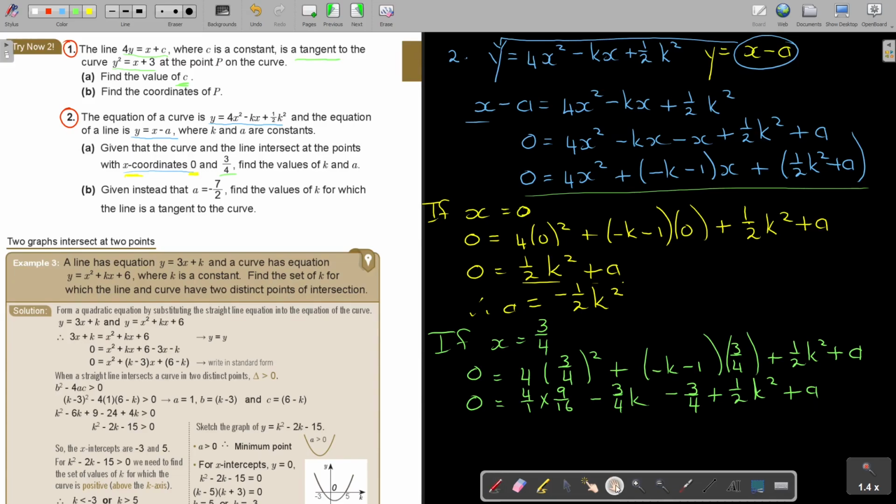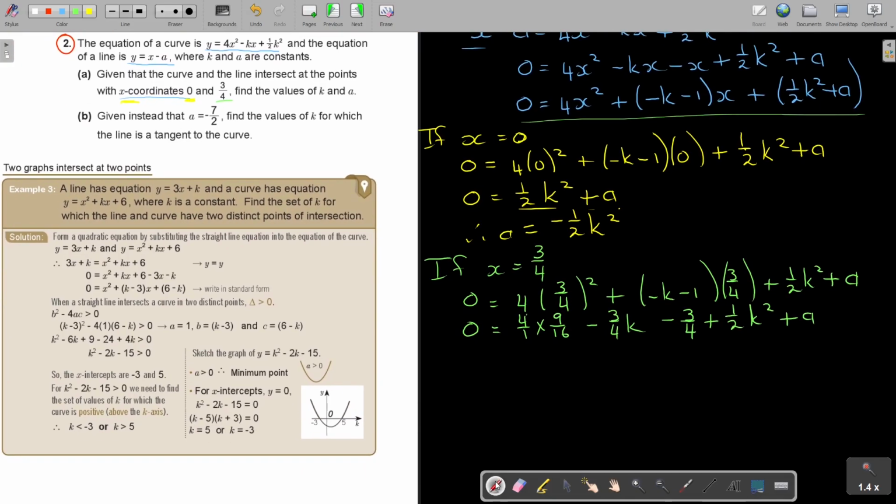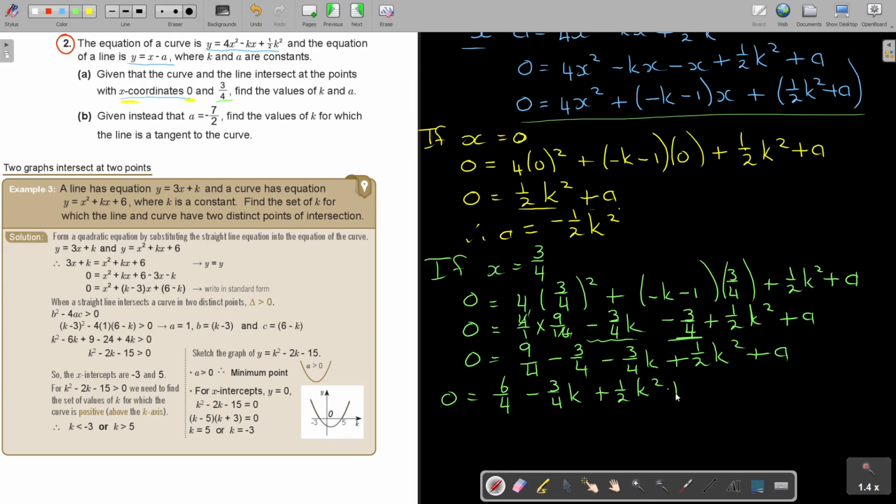Let's just simplify it further. I'm doing it a little bit long. So 4 can go into 1, 4, 4. You could have just used your calculator. So 9 over 4, I'm just going to say minus 3 over 4. I'm bringing that one. So then, minus 3/4 k plus a half k squared plus a. So if I simplify, this is going to be 6 over 4 minus 3/4 k plus a half k squared plus a.